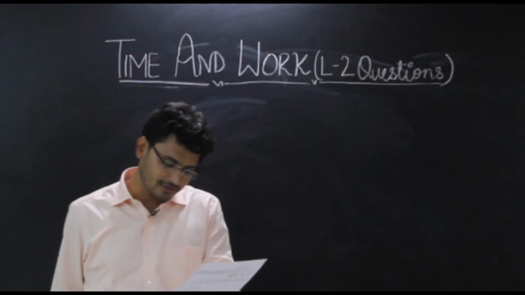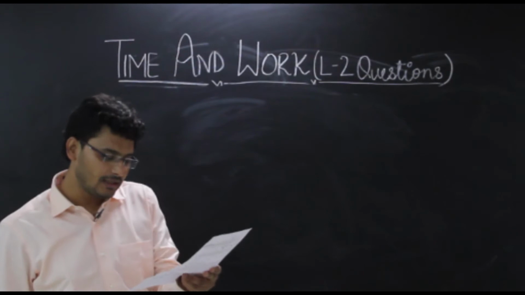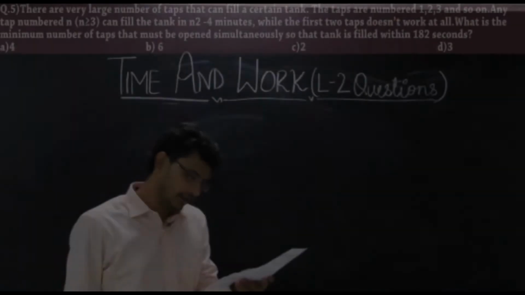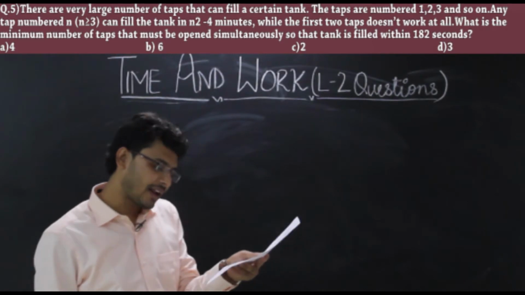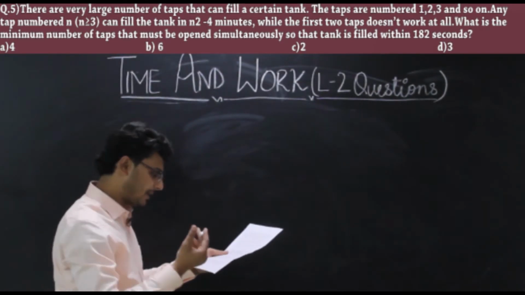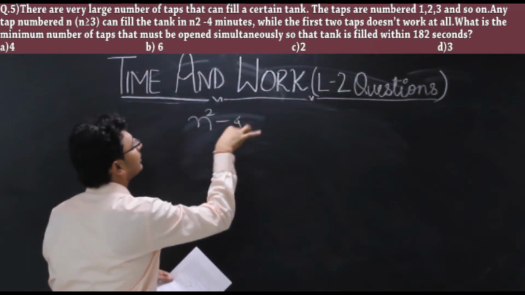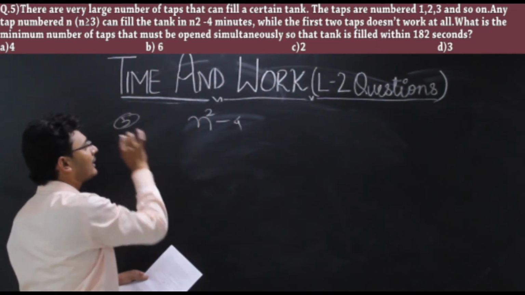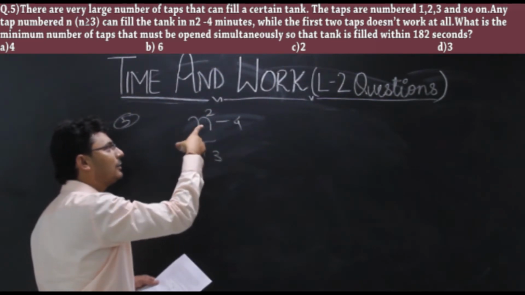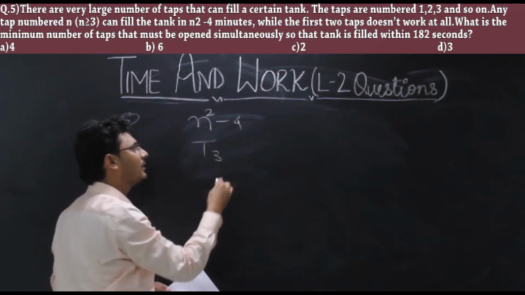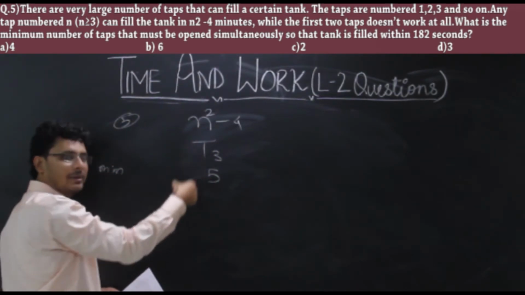Okay, let's go for question number 5. This is a very conceptual as well as a bit lengthy calculation based question. What it says is that there are n pipes numbered 1 through n, and for any tap or any pipe the time is given by the expression n square minus 4. Let's say for tap 3 the value of n is 3, so 3 square minus 4 comes out to be 5. This is nothing but the time the third tap will take.